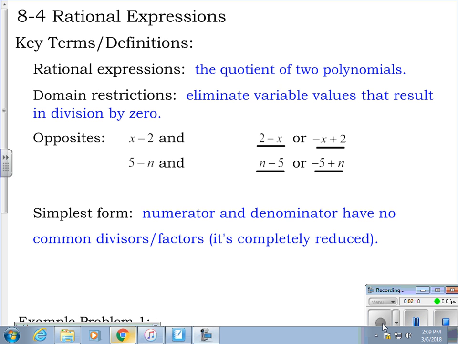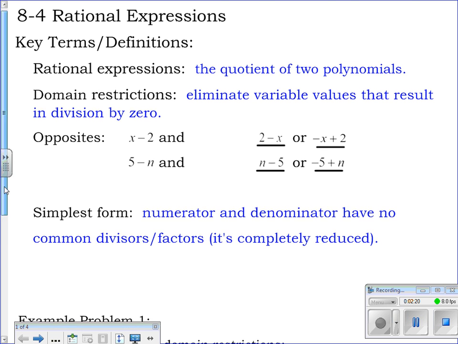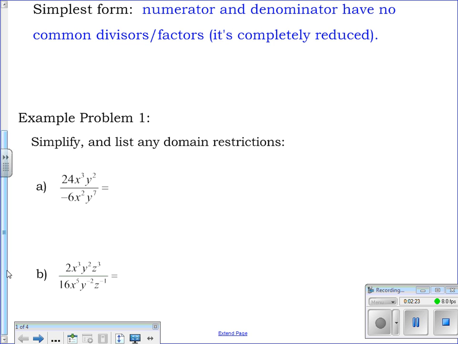Okay. Questions so far? Okay, first examples.